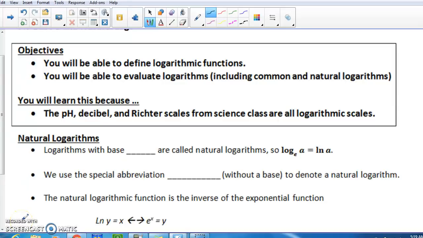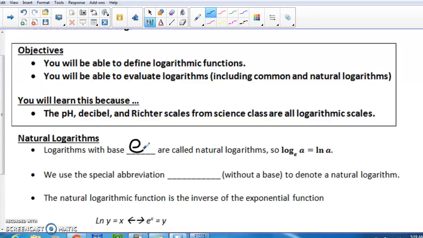Hi guys, we've been doing a lot with logs lately, and this last section in chapter 7 has a different approach on logs. It talks about base e and what we call natural logarithms. Logarithms with base e are what we call natural logarithms. And I'm sure you're thinking, what the heck is base e?